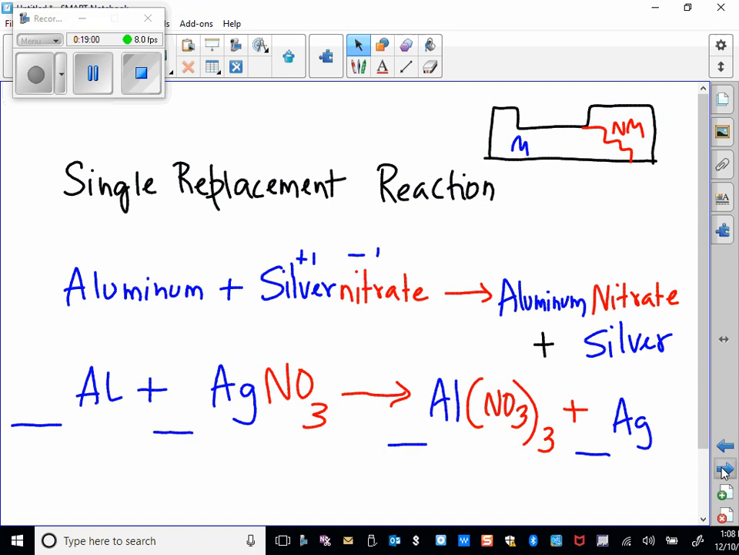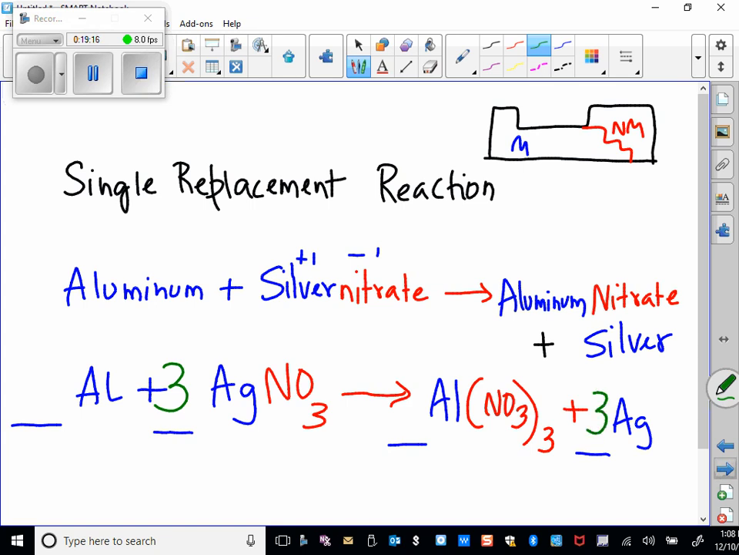So how will I balance an equation with a polyatomic ion? What should I keep together? The NO3 is 3 times. So what will I try and balance first? The nitrate, that will be a 3. And that balances my equation. Is that right?